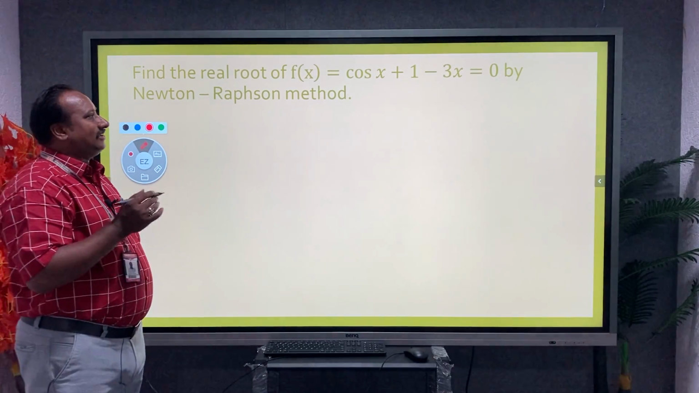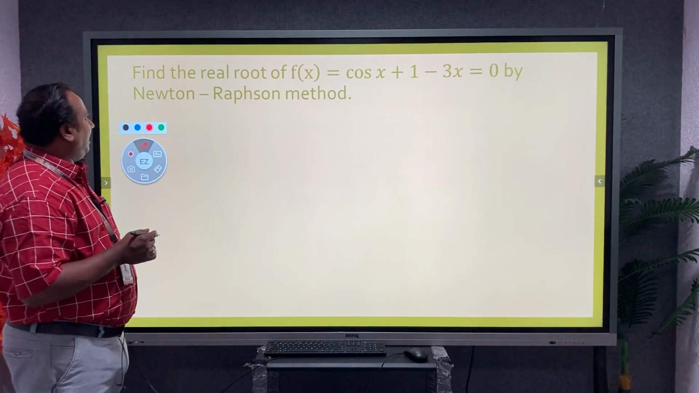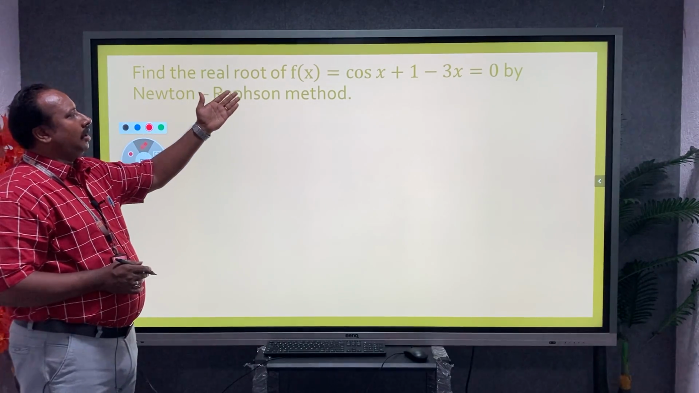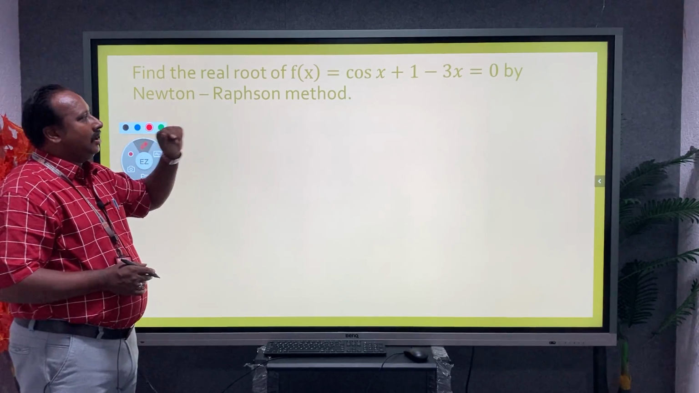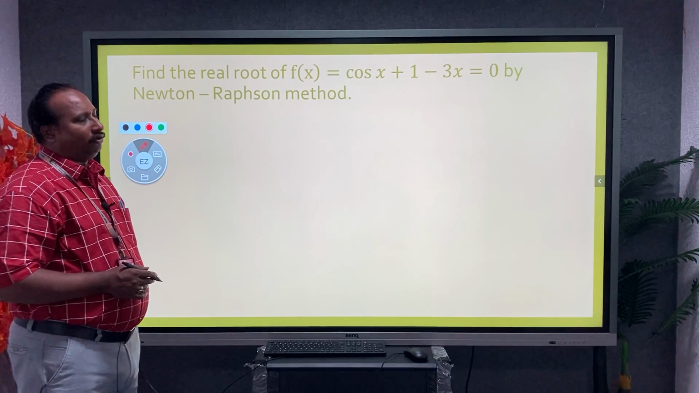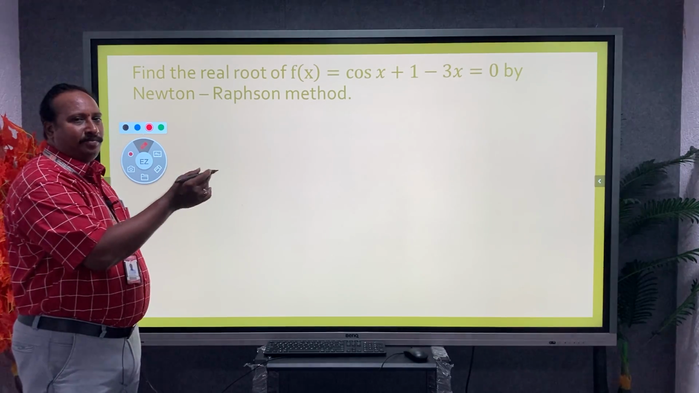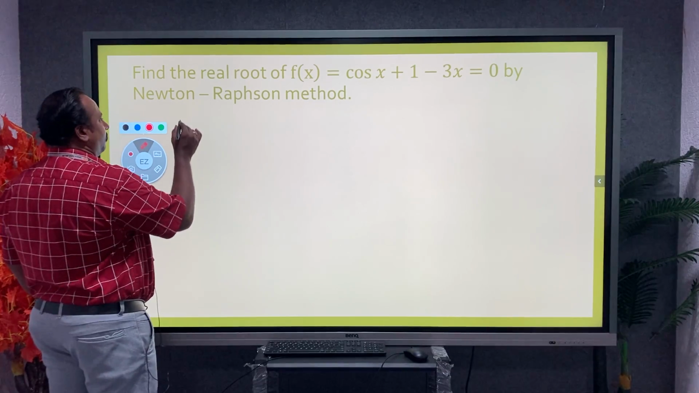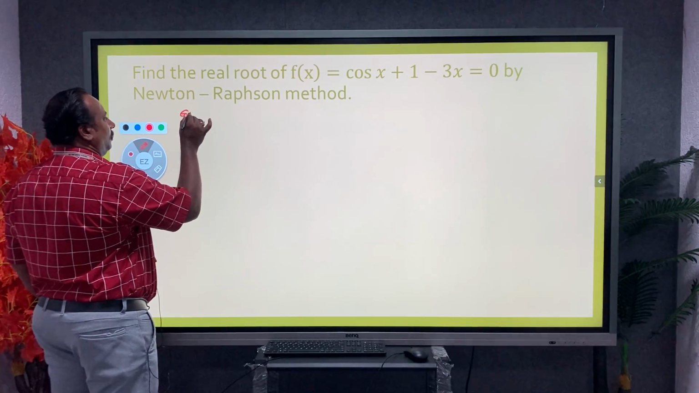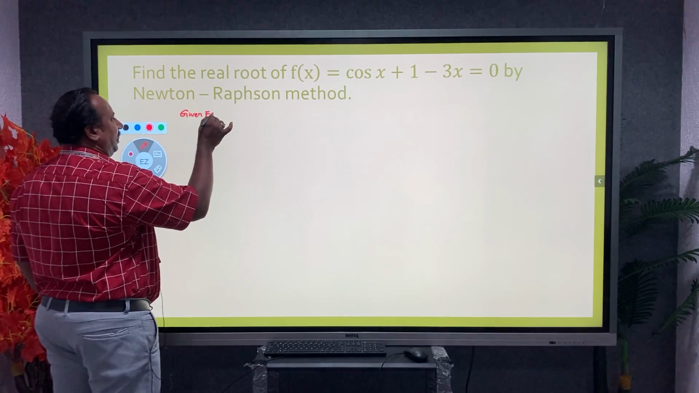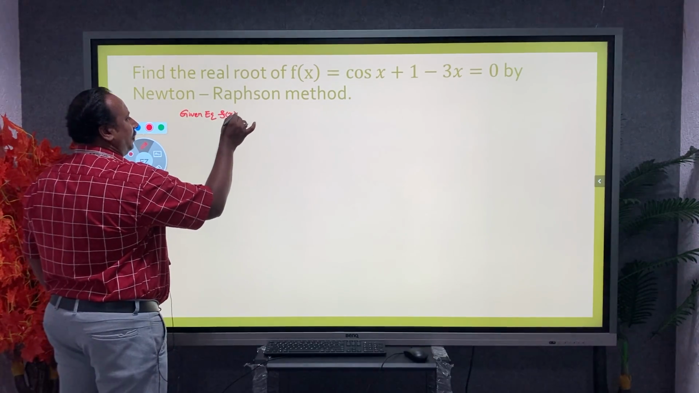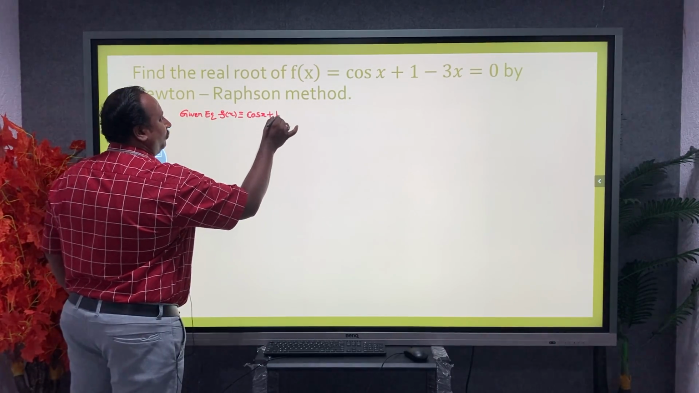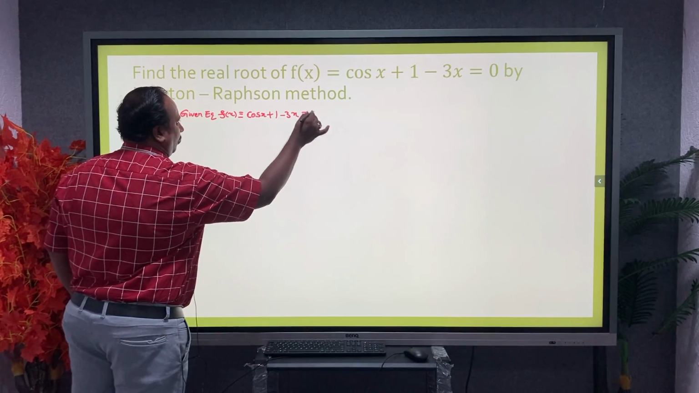Now I will explain a problem related to the Newton-Raphson method. See the question: find the real root of the equation f of x equal to cos x plus 1 minus 3x equal to 0 by the Newton-Raphson method. First we have to take the given equation. The given equation is f of x equal to cos x plus 1 minus 3x equal to 0.